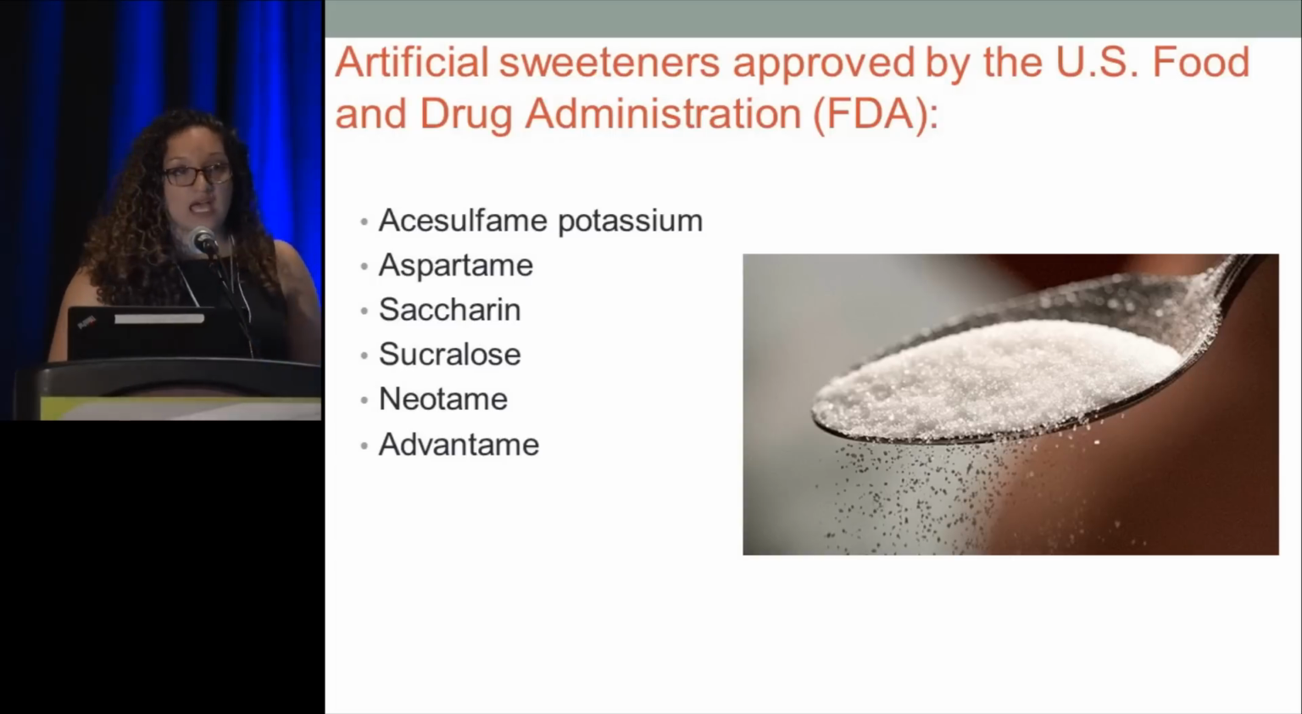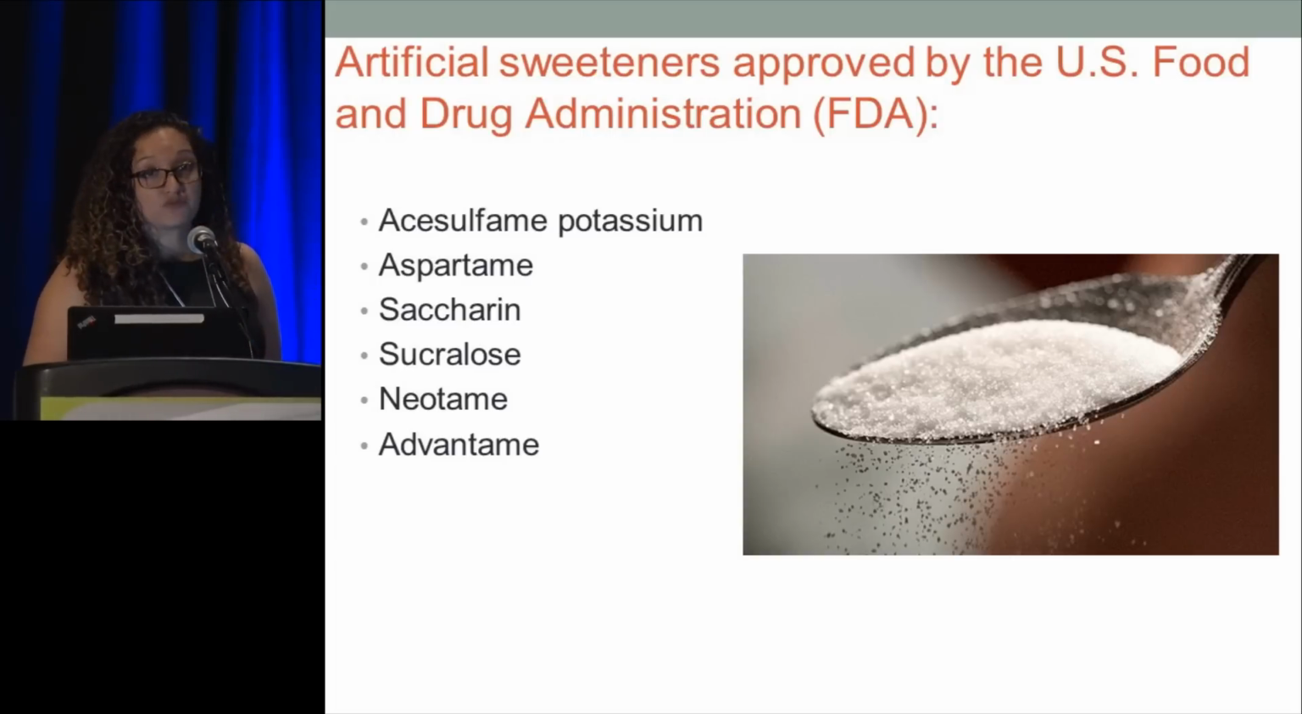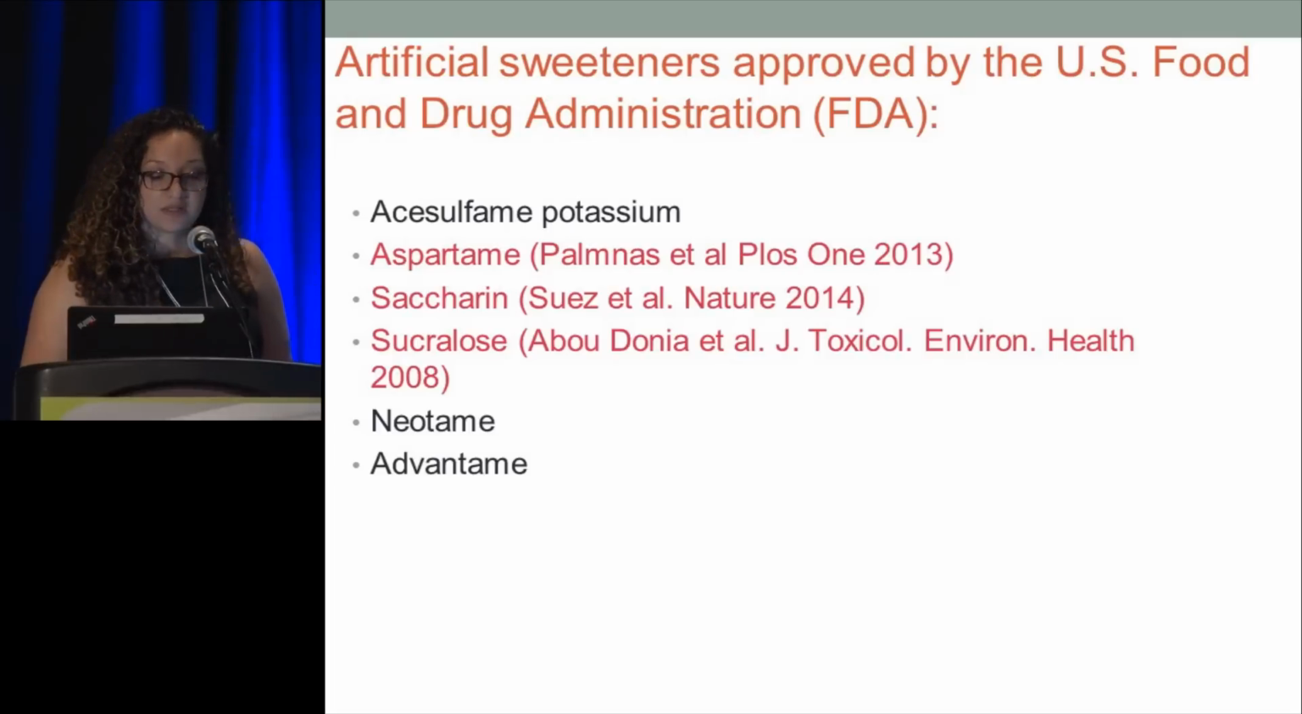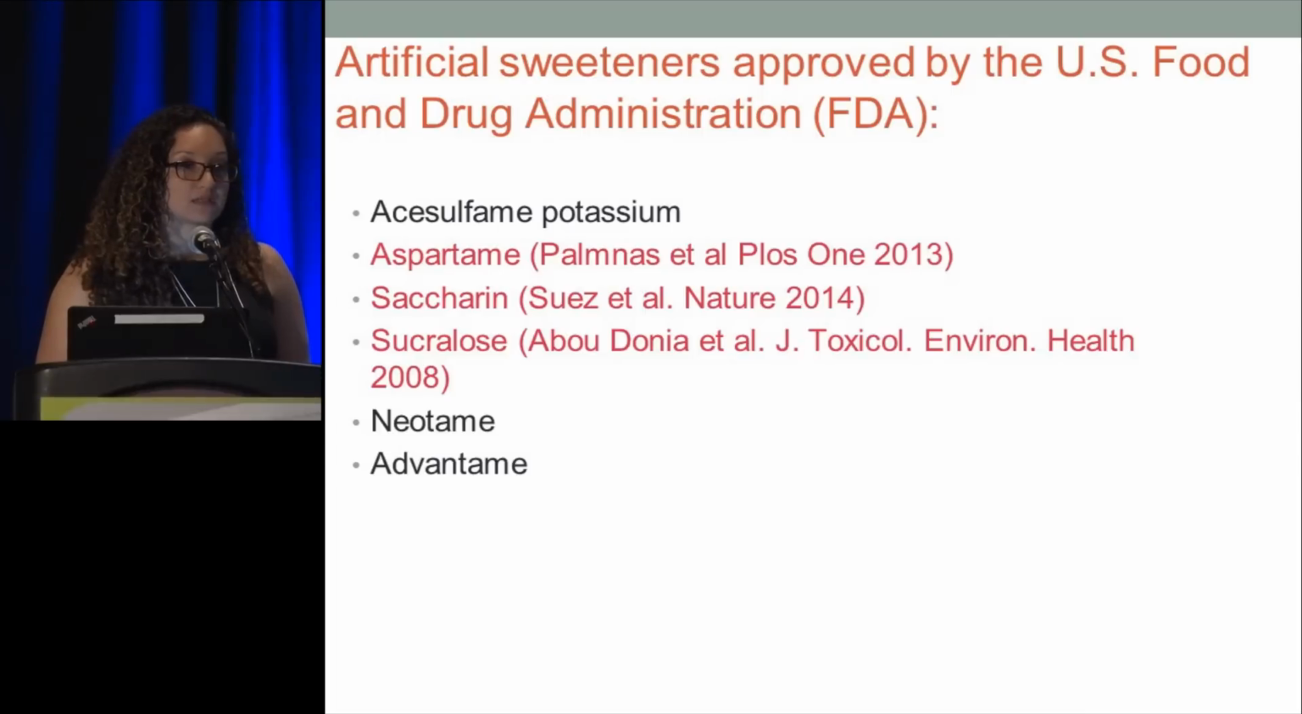The FDA has approved 6 artificial sweeteners, which are involved in regulating host weight and blood glucose levels. Today, I'm going to present to you 3 papers that have highlighted the effects of aspartame, saccharin, and sucralose on the intestinal microbiota and their potential effects on host physiology.